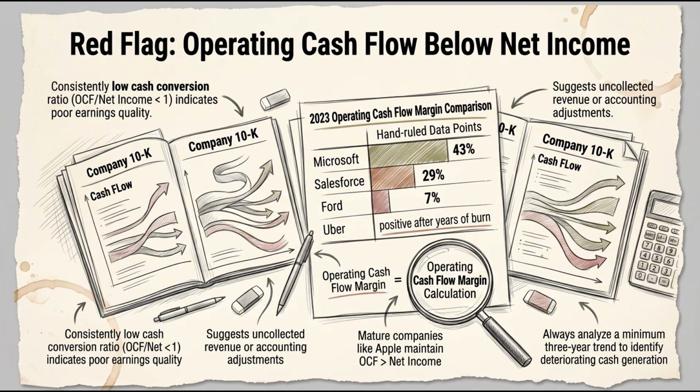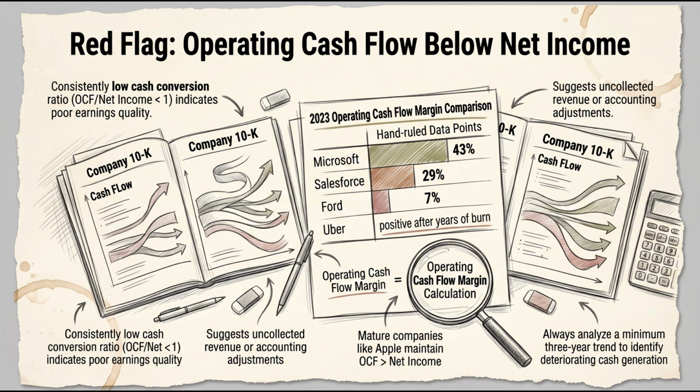When you're analyzing a company, watch for this red flag: operating cash flow that consistently trails net income. The cash conversion ratio, which is operating cash flow divided by net income, should generally stay above 1 for a healthy company. If the ratio stays below 1 for multiple periods, it suggests the company is recording revenue it hasn't collected, deferring expenses, or building up inventory it cannot sell.